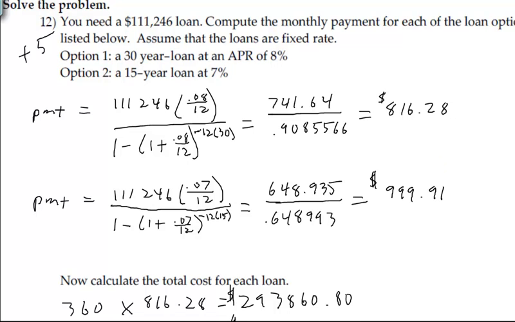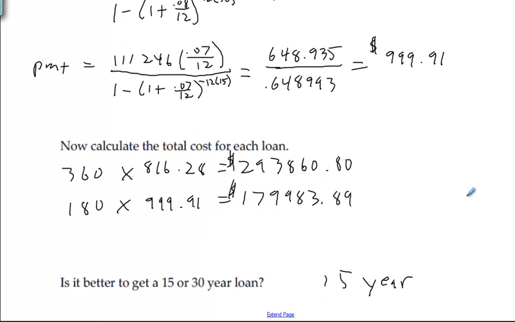And if you put that out over all the payments, the first one's going to be $293,860 for that loan, and the other one's only $179,983. So you save almost $113,000 by paying it off in 15 years instead of 30 years. So obviously, which is better, the 15-year mortgage.